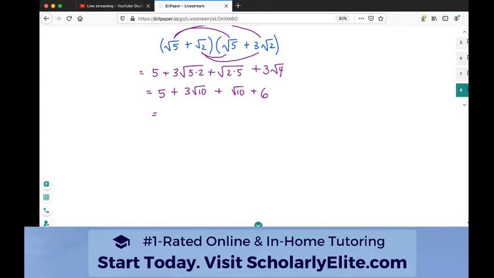Okay. Last but not least, we're going to bring together like terms. So 3 root 10 plus root 10 is the same thing as saying 3 root 10 plus 1 root 10. So that's going to become 4 root 10. And then 5 plus 6 is 11. And that's our final answer, you guys.